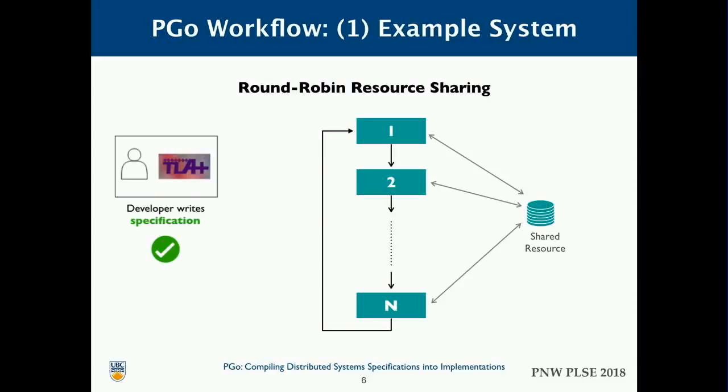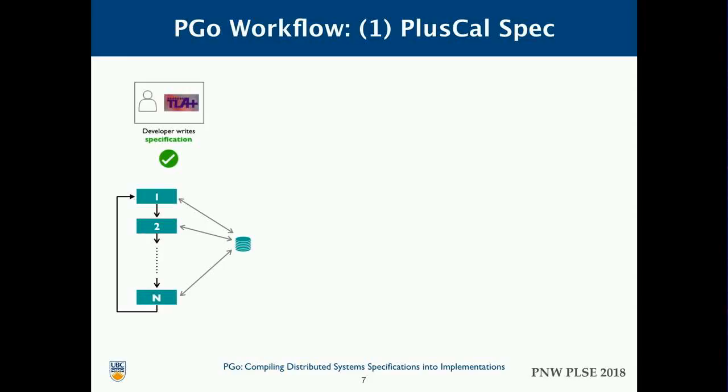sort of a round-robin resource sharing. So let's say we have n processes, and they make use of a shared resource. They make use of this resource in such a way that each process uses it, and then the next one uses it, up until the last process, and then it starts over. So we want to make sure that our system has this property where each process can use the shared resource in its own turn. So we can write a PlusCal spec for that, and PlusCal is a specification language built on top of TLA+.